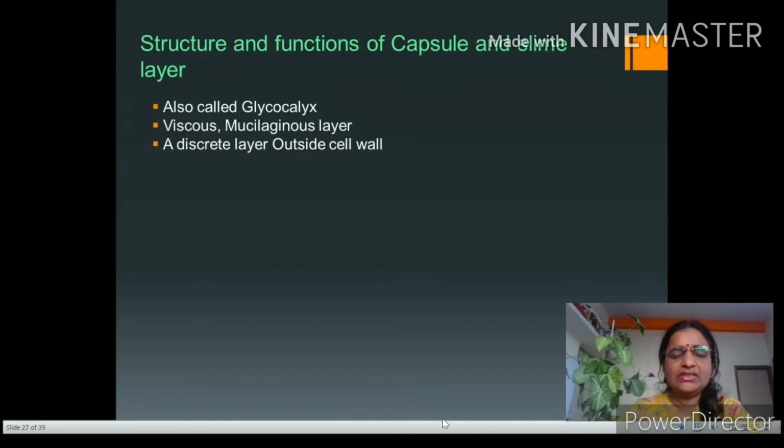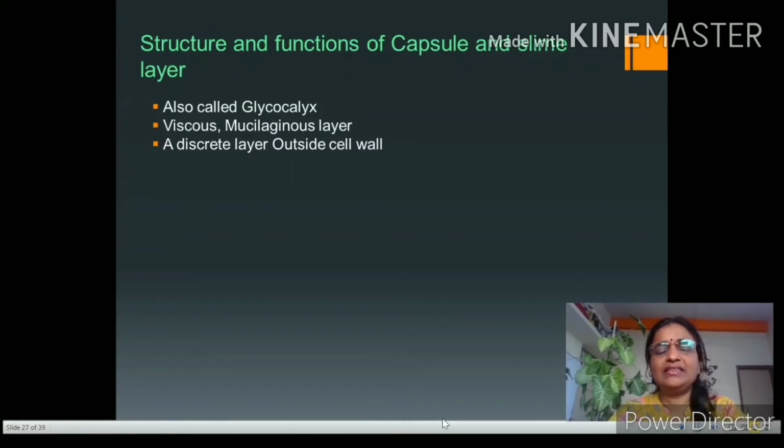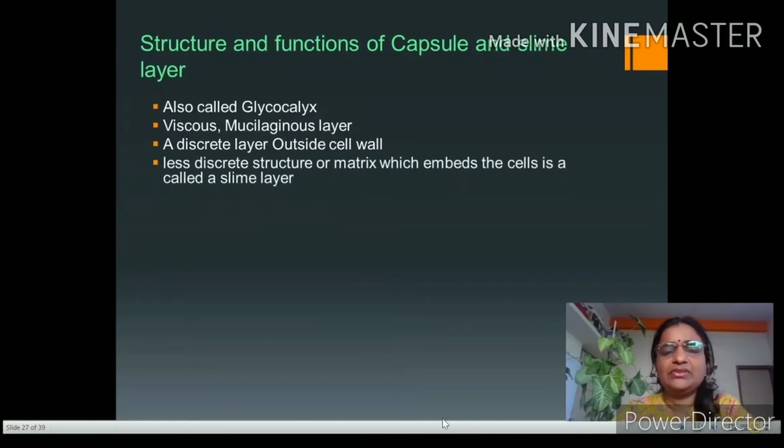Now these capsules are not present in all bacterial cells. They are present only in some bacterial strains, and these cells are called capsulated organisms. As examples, Pseudomonas, Bacillus and Klebsiella species have capsules. So capsules are present only in bacteria, and these are called capsulated bacteria. Along with the capsule there is another, less discrete structure present outside the cell surface, that is called the slime layer.